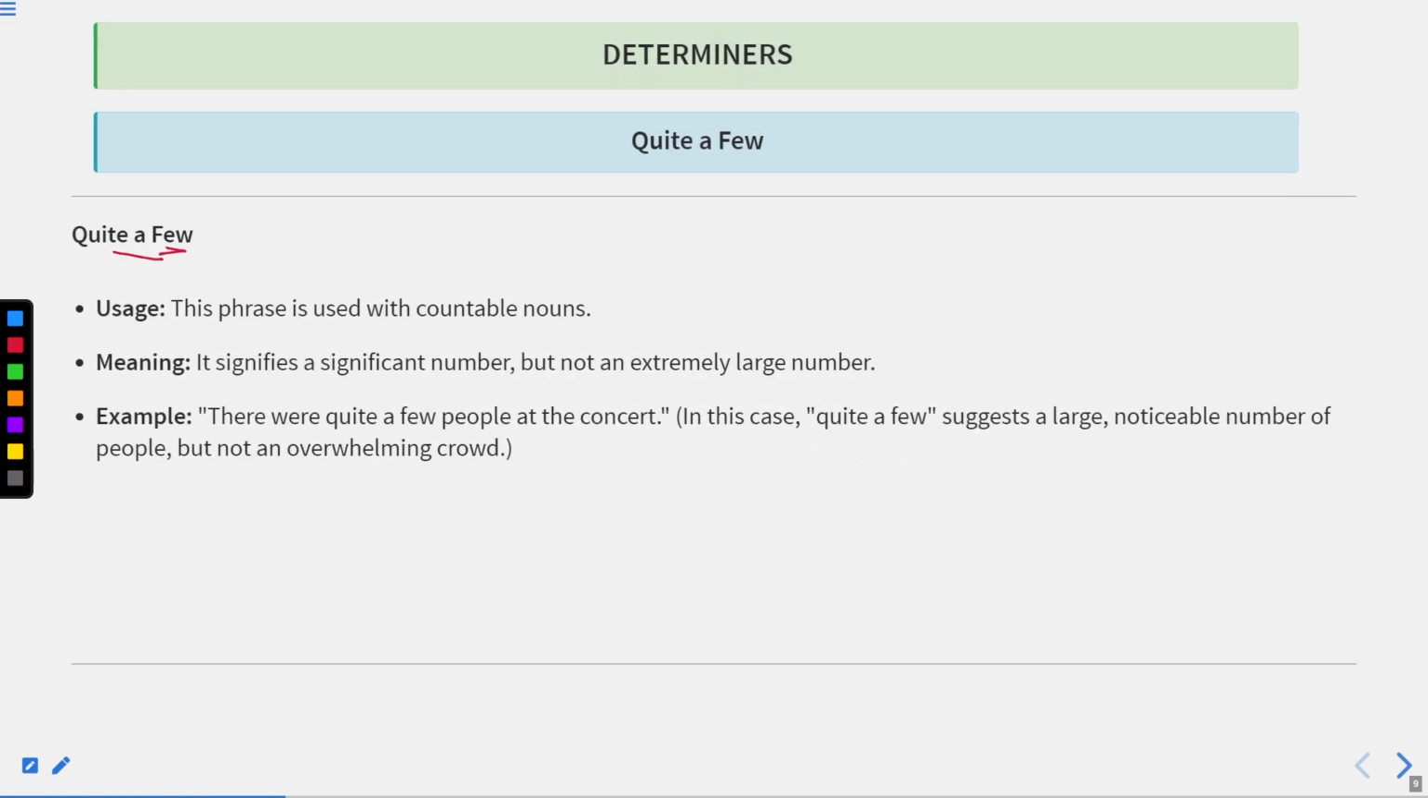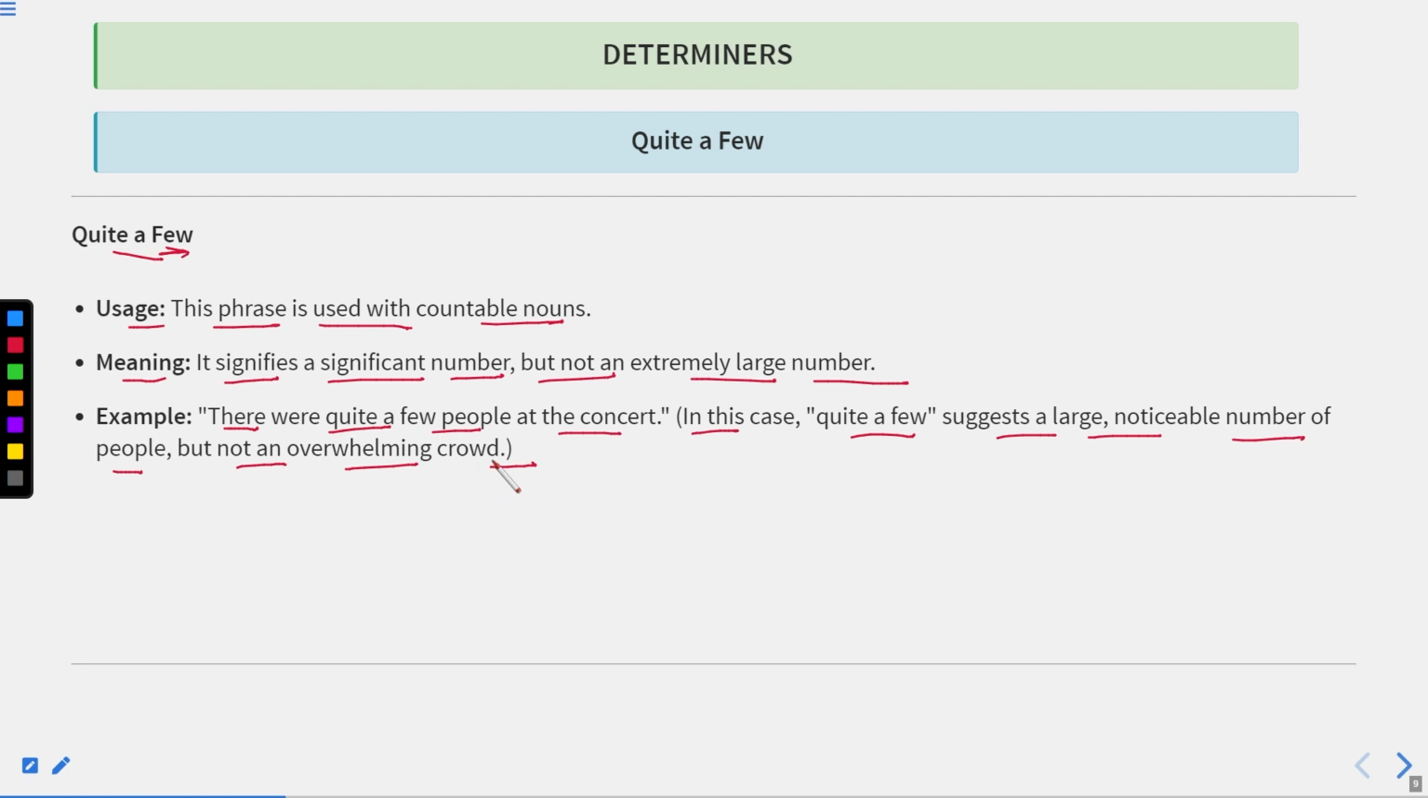Quite a few. Because the word few is used before numbers, quite a few is followed by countable nouns. Usage: this phrase is used with countable nouns, meaning it signifies a significant number, but not an extremely large number. Example: there were quite a few people at the concert. In this case, quite a few suggests a large, noticeable number of people, but not an overwhelming crowd. So there were quite a few people at the concert.